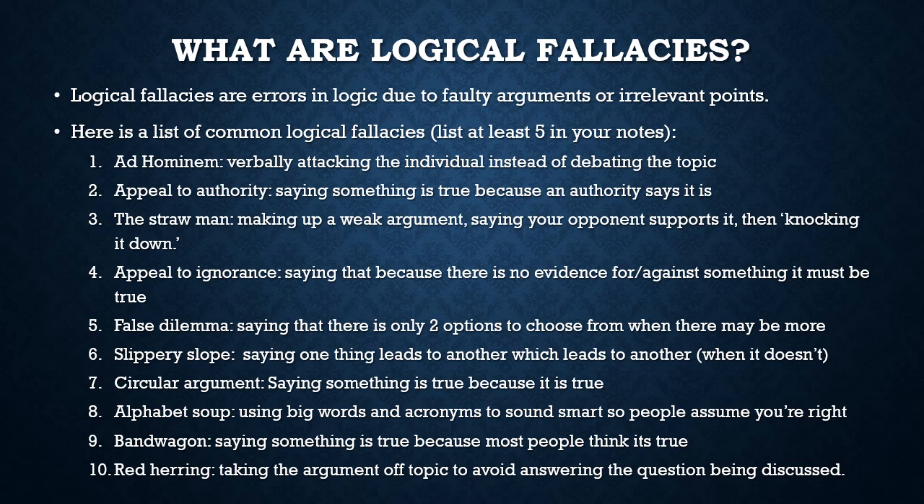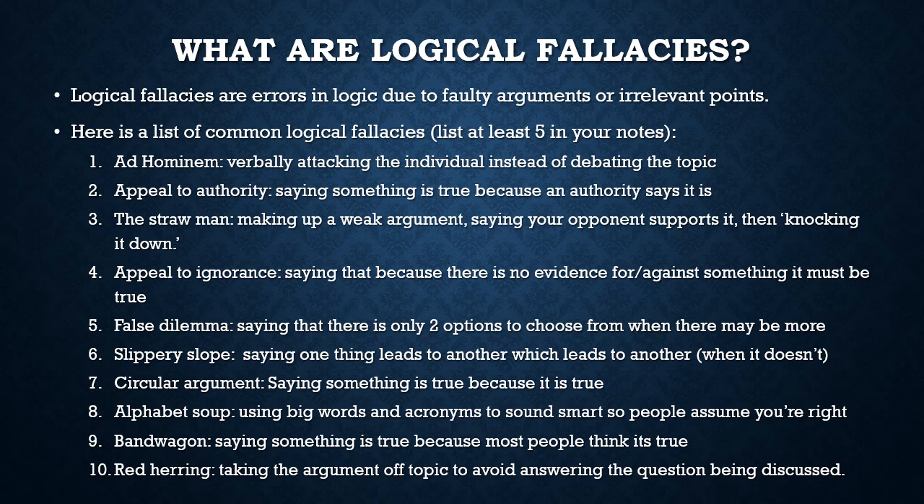Next, you have an appeal to authority. This is when someone says that something is true just because some sort of authority figure says that it's true. That might be a good point, and it's good to note if an authority says it's true, but just because an authority figure says it's true doesn't mean it's true. So that is actually flawed reasoning.